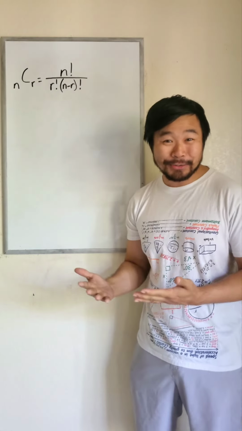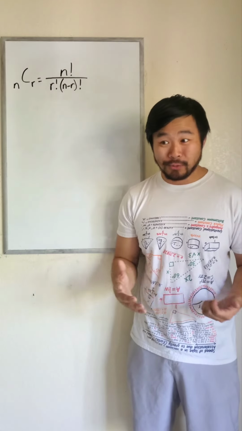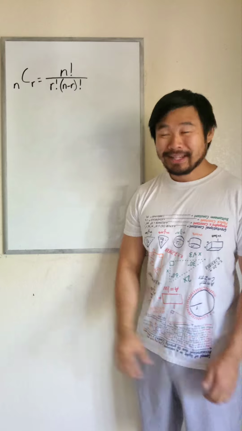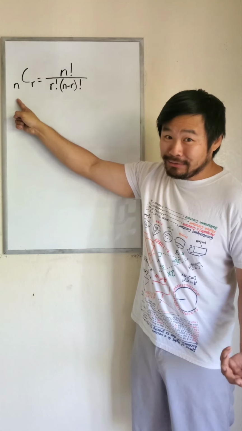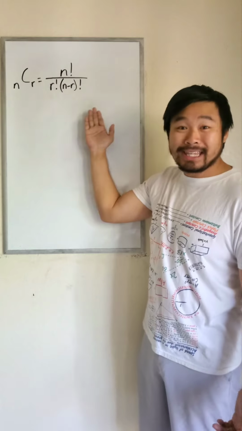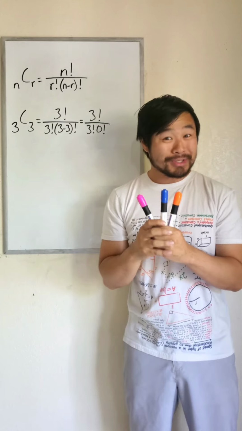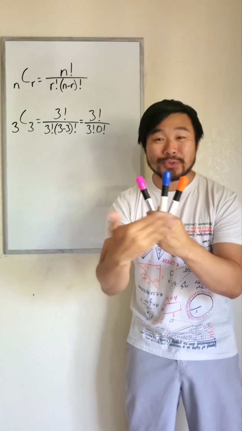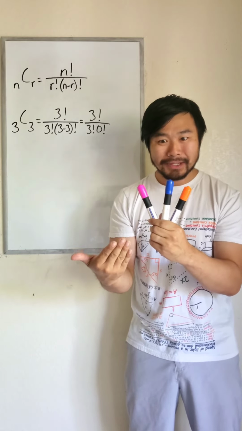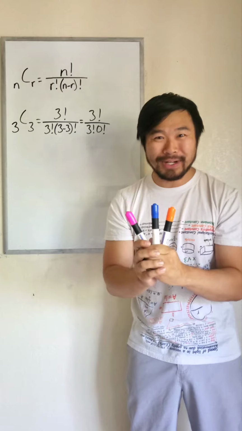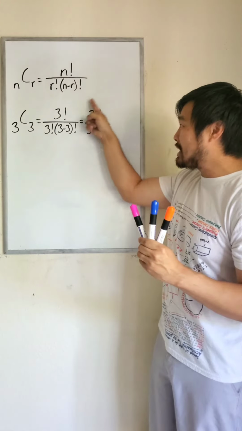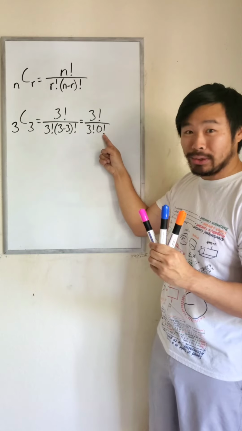Now, it's great that 0 factorial equals 1, or else some formulas would just fall apart. For example, with the combination formula, if you have n objects, how many different ways can you choose r objects where order doesn't matter? This formula gives you the answer. So say that I have 3 markers, and you can choose 3 of these markers and order doesn't matter. How many different ways can you do that? Well, only 1 way. You just grab all 3 of them. So 3 choose 3 should equal 1. And the only way that this could be 1 is if 0 factorial equals 1.